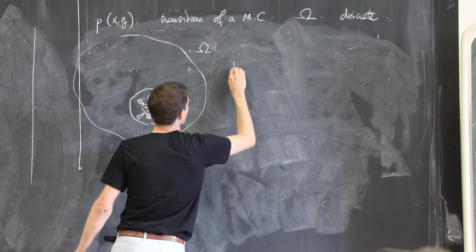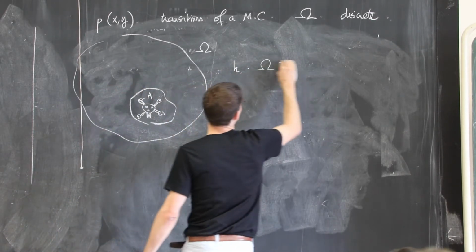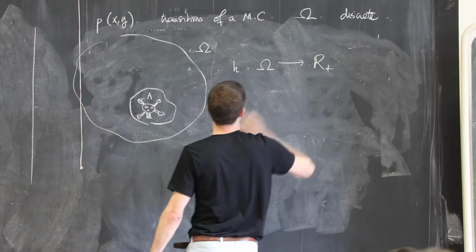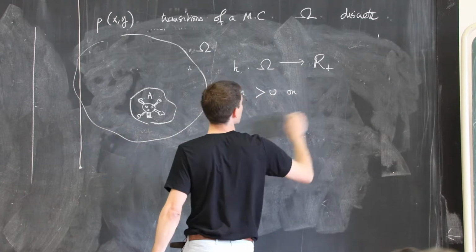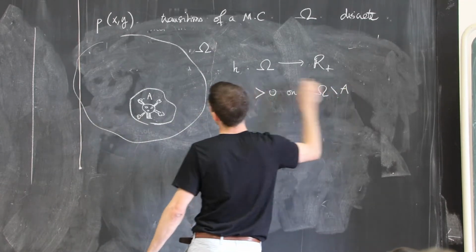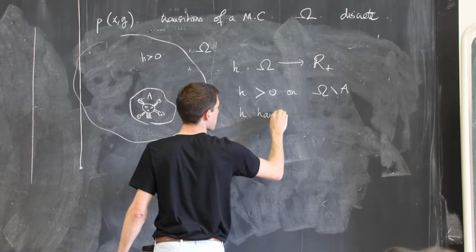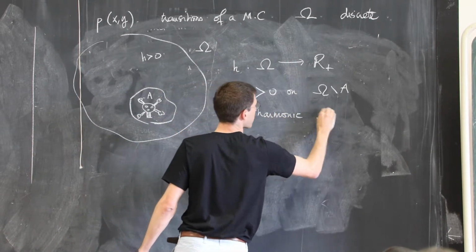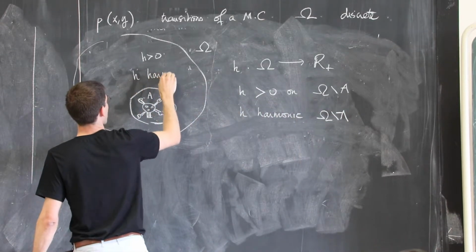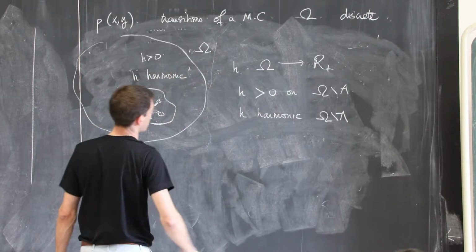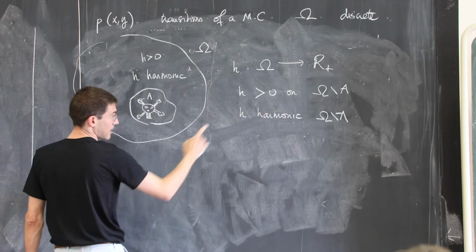And assume that you've got a function h, which is defined on omega, takes values in R plus, such that h is positive on the complement of A. So h is positive here, and h is harmonic on the complement of A. So h is harmonic here, hence the name h. That's for Remy. So what does that mean, being harmonic in this?